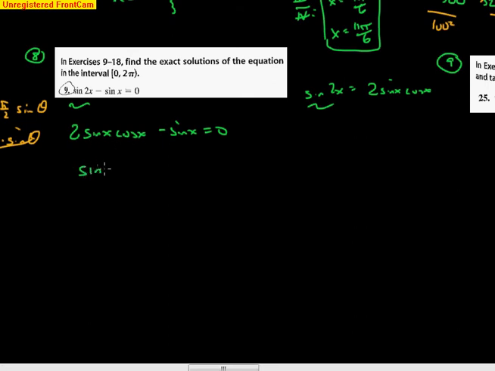Pull it out. Because I'm a little nervous that there's sine and cosine, but when I pull out this common factor, look what happens: 2 cosine x minus 1. When I factor it, each trig function has its own factor. We're good to go. Set each one equal to 0 now.